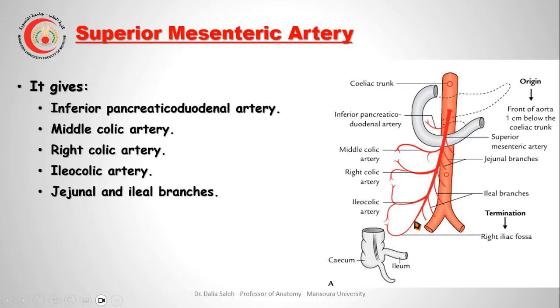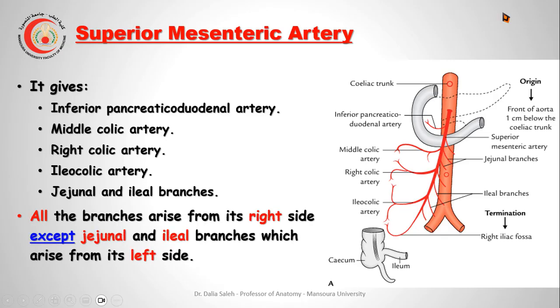And we have another group of arteries from the left side of the superior mesenteric artery. They are called the jejunal and ileal branches to supply the rest of the small intestine. And notice the following. All the branches from the superior mesenteric artery arise from its right side, except the jejunal and ileal branches, which arise from the left side of the superior mesenteric artery.